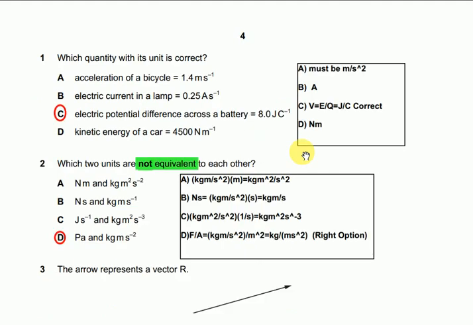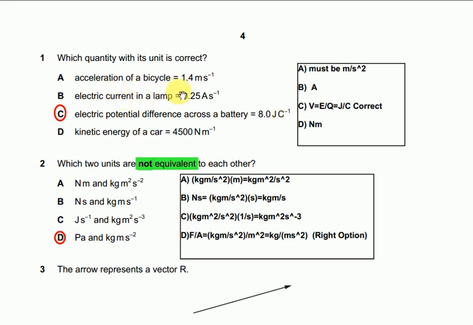Question number 1. Which quantity with its unit is correct? Acceleration of a bicycle 1.4 meters per second, electric current in a lamp 0.25 amperes per second, electric potential difference across a battery 8 joules per coulomb, kinetic energy of a car 400 newton per meter. So the unit which is correct is C. It's joules per coulomb because potential difference is energy supplied per unit charge, which is joules over coulomb.